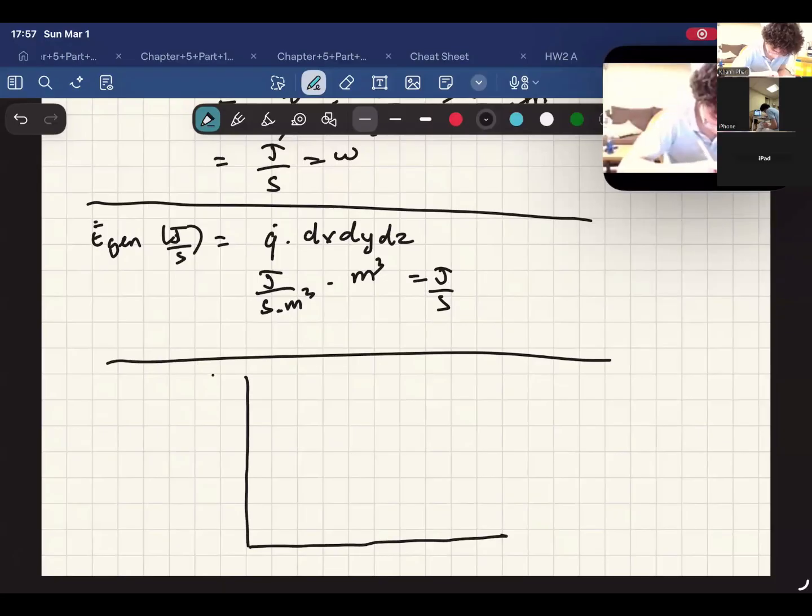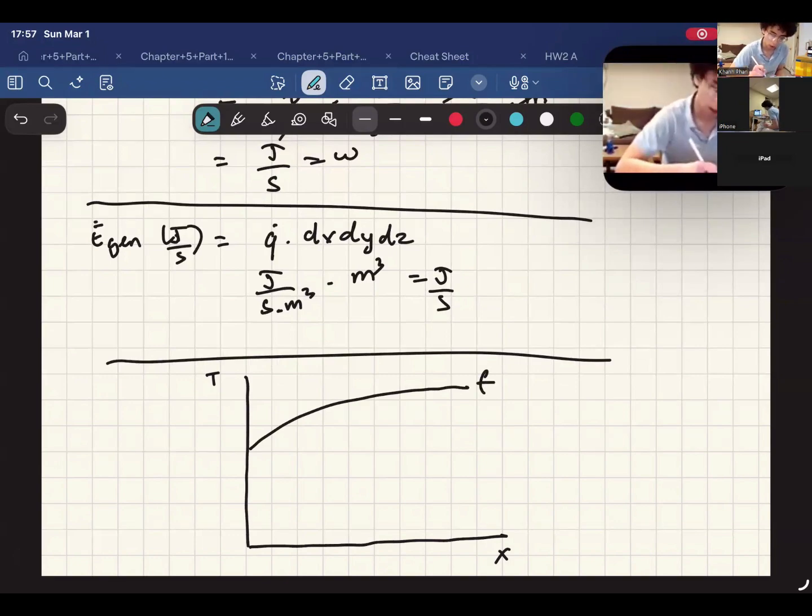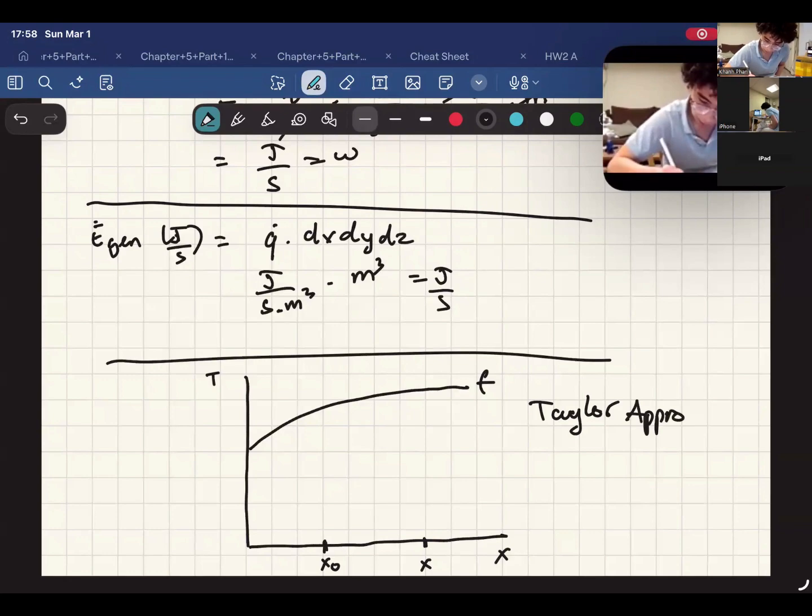First, we would have the temperature in X. We would have the curve, and let's say we want to measure the change in temperature between two points, x naught and x. So let's say we have x naught over here and then x. How do we approximate? We can't use a linear interpolation because this is not a linear line, it's a curve. So we're going to do something called Taylor approximation.